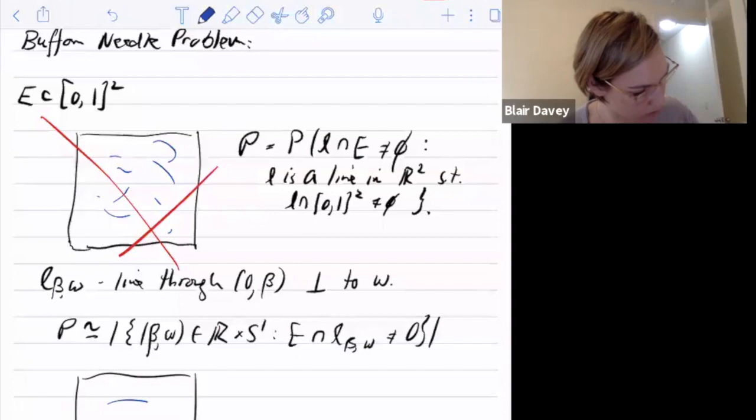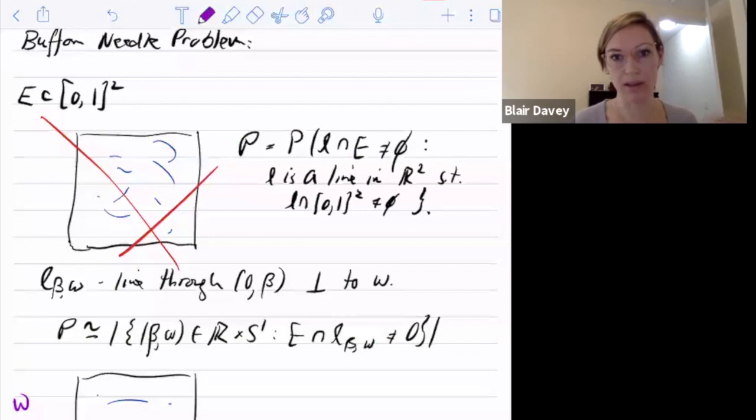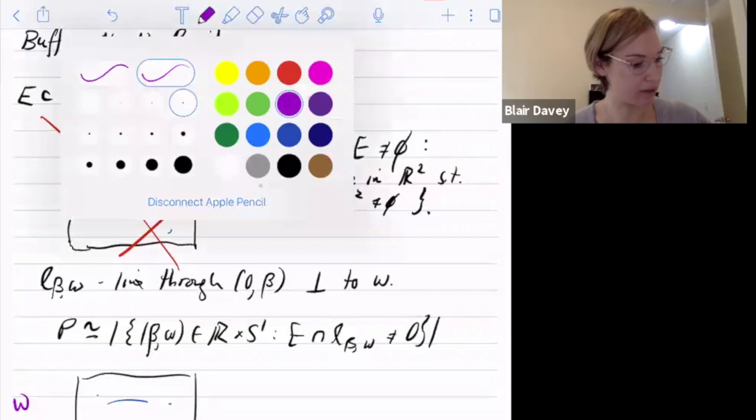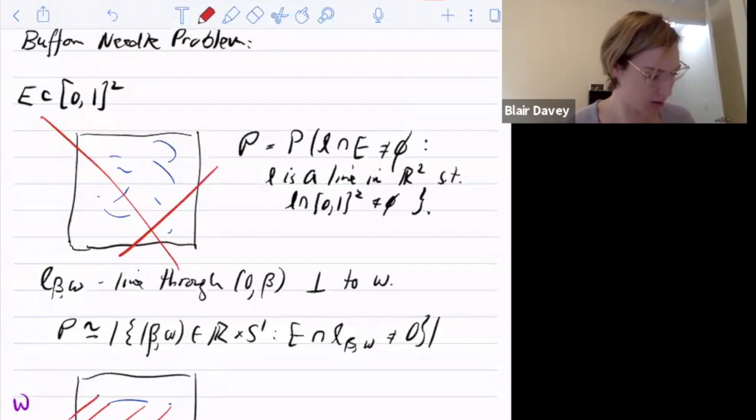E is the collection of blue points. And I'll fix a direction. So let's say my direction is this way. And so I'm looking for the collection of all lines that are orthogonal to omega that pass through some point inside of E. So all of those lines go through. These are supposed to be parallel lines, but they're not quite working out that way. Okay, and I'm going to connect them all up to the y-axis.